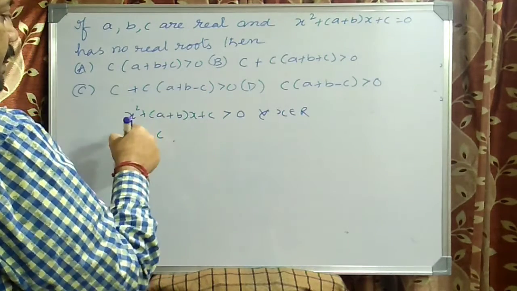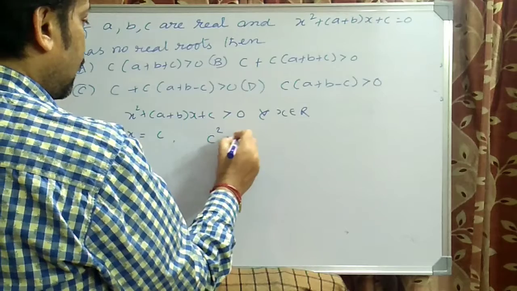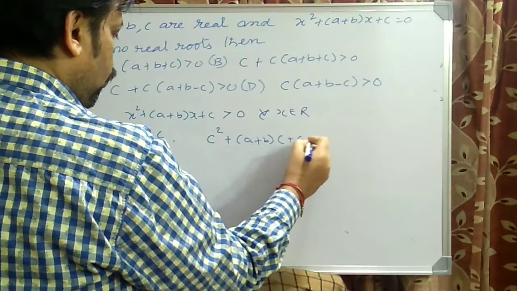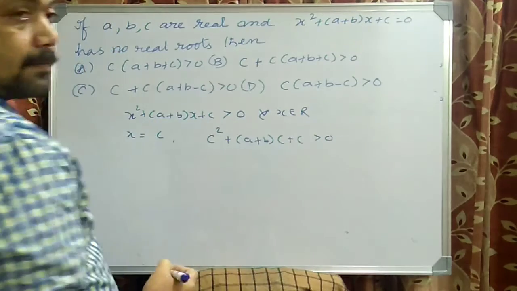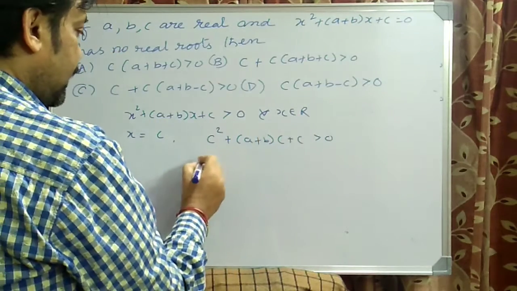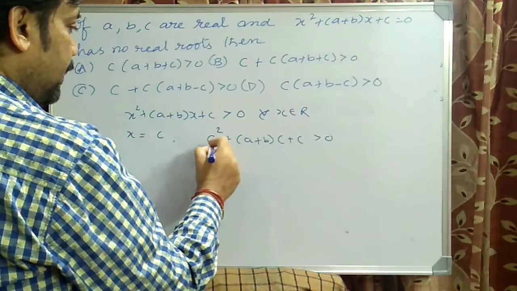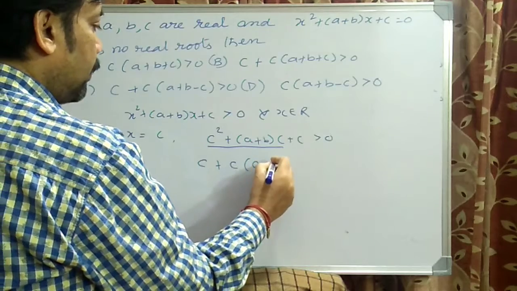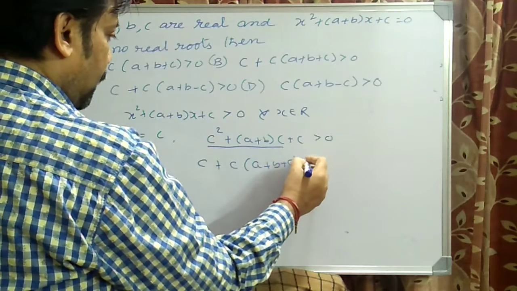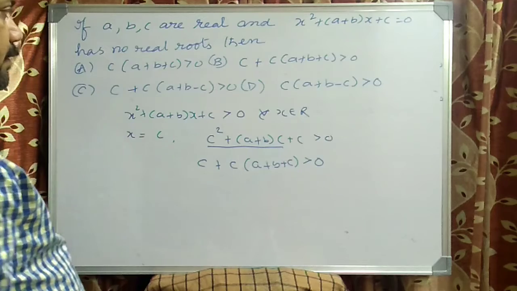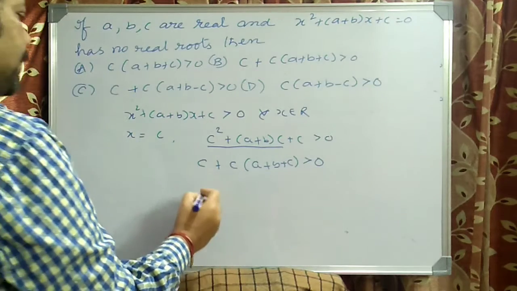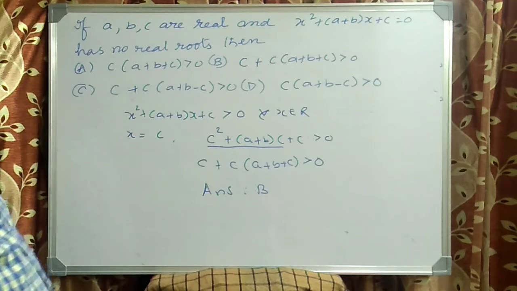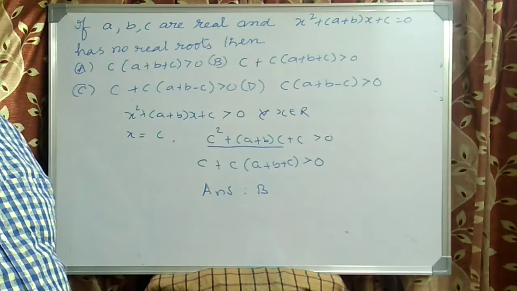So substitute c here. So c square plus (a plus b) into c plus c is greater than 0. From these two terms, I am taking c common. So what do I have? c into (a plus b plus c) is greater than 0. So the answer is directly option B. Is it clear?